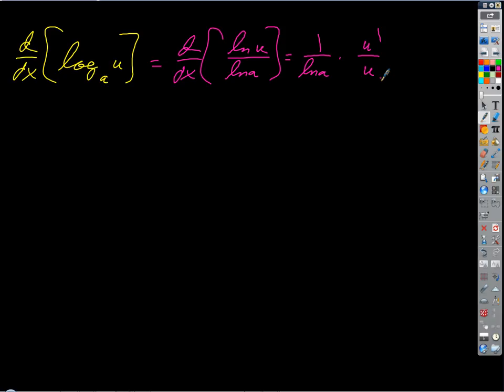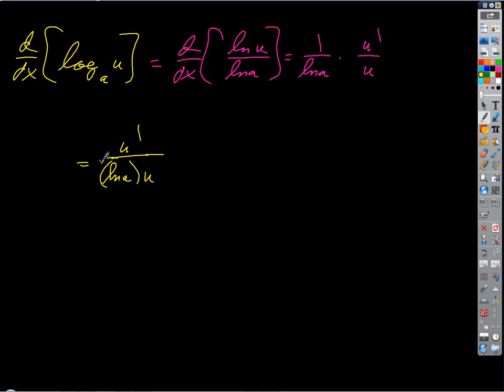Okay, and so then what do we get for our answer there? Well, I mean, we can just leave it like that. We can't do anything else with it anyway because we lost our log u. Yeah, so that's our answer, right? So we can write this generally as u prime over natural log a times u. Okay? Make sense?